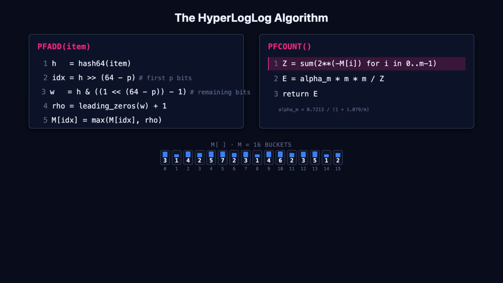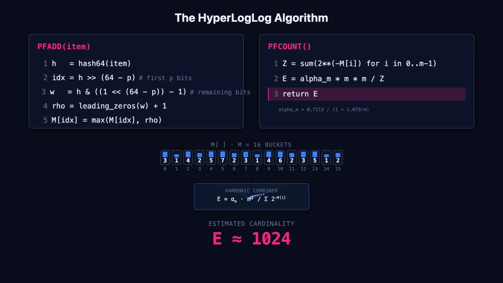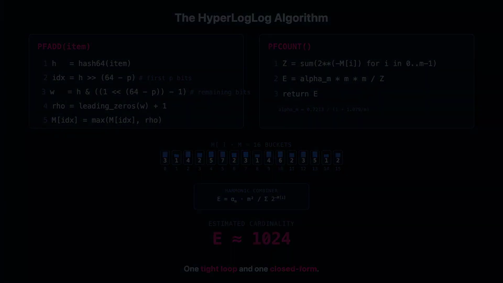To get the count, we apply a specific formula. Take each bucket's stored max, raise 2 to the negative of it, sum across all buckets, and divide a constant times m squared by that sum. The constant alpha is a small bias correction. We'll see why this exact formula in the next scene. The point for now: cardinality estimation has been compressed into one tight loop and one closed-form expression.